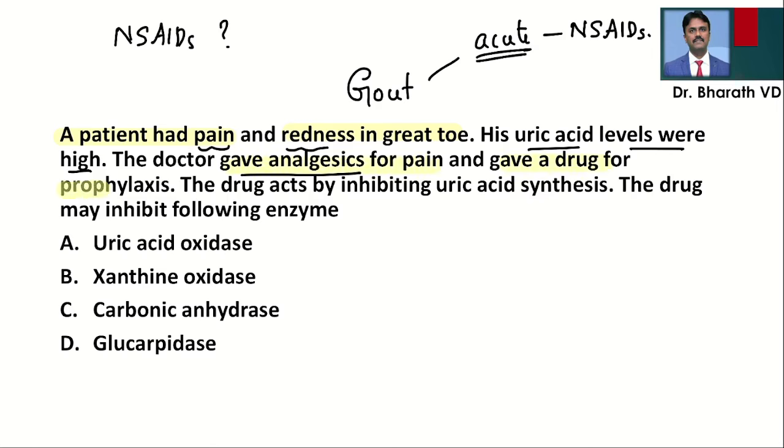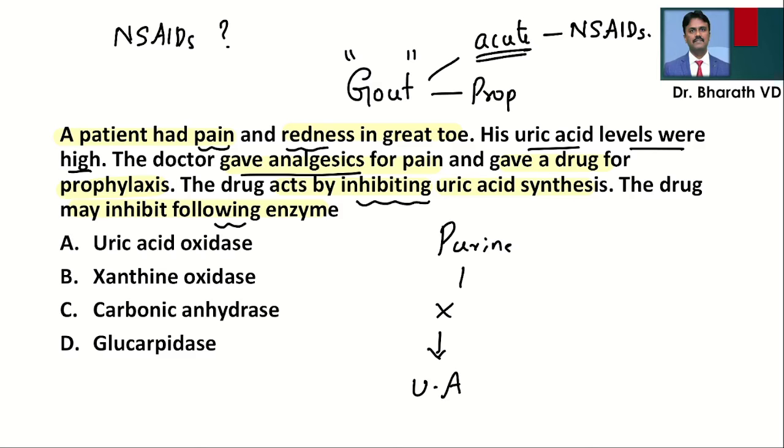Once the patient has come with that, the doctor has given an analgesic for pain and gave a drug for prophylaxis. The drug acts by inhibiting uric acid synthesis. The drug may inhibit the following enzyme. Whenever a person comes with acute gout, we give NSAID, but we also give drugs for prophylaxis, so that they don't get gout attacks and pain again and again. This inhibits uric acid synthesis. Which enzyme is inhibited? You know from biochemistry, from purine you get xanthine, from xanthine you get uric acid, and the enzyme is xanthine oxidase.